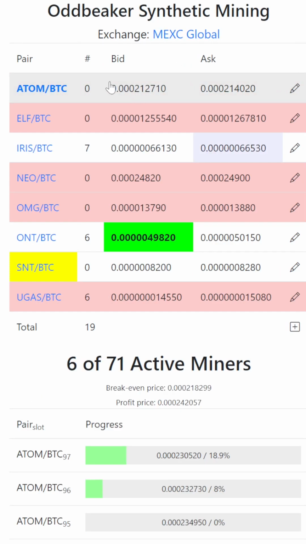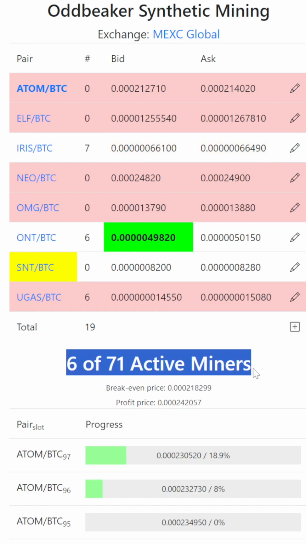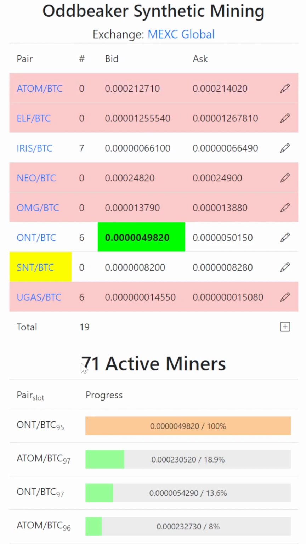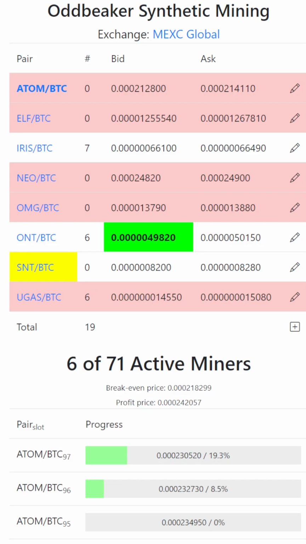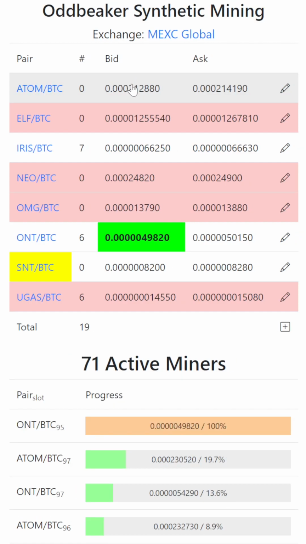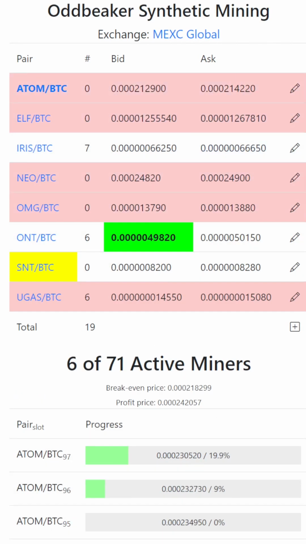If you click anywhere else on that line, you'll notice the pair name gets highlighted, but something happens down here. It used to say 71 miners, and now if I click on the pair, it says 6 of 71. That means I have 6 Atom BTC rounds going right now, and there's some information about the break-even price and profit price, which we'll talk about in another video. Just know that clicking on that line toggles the filtering of the display of the active miners.